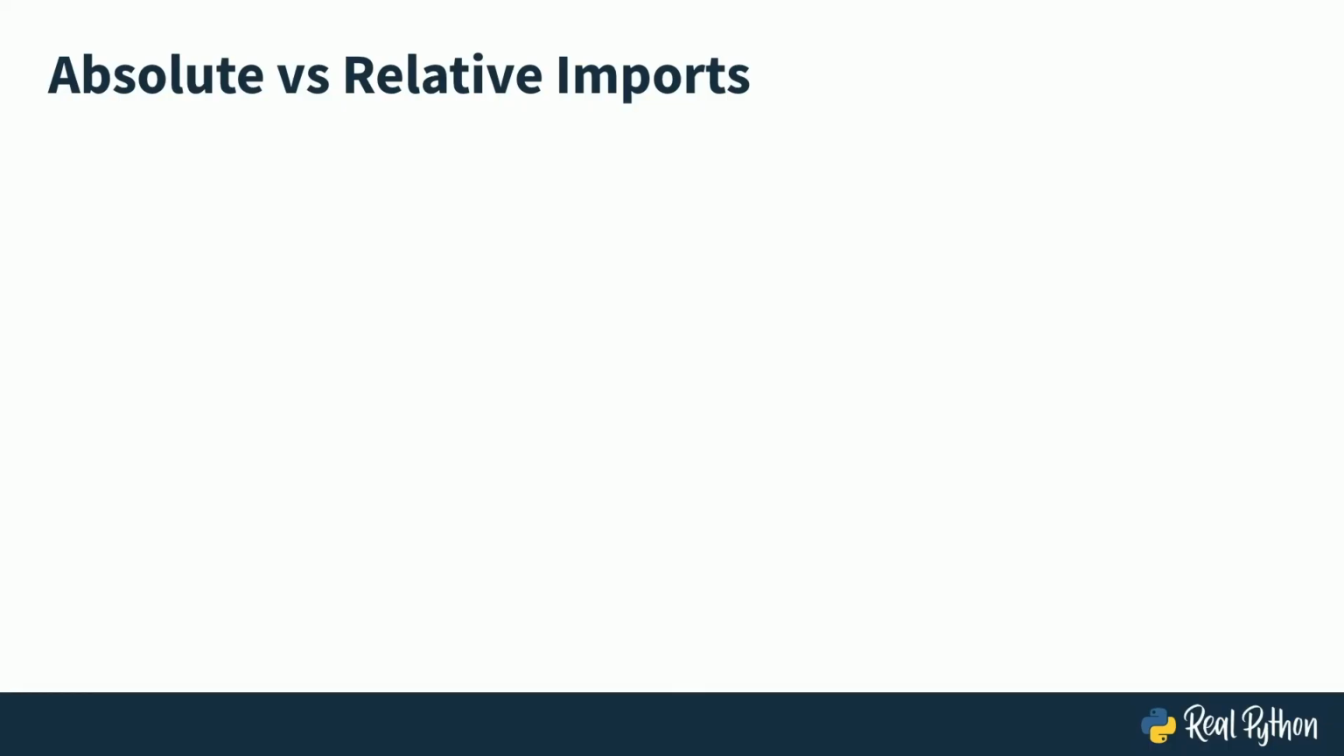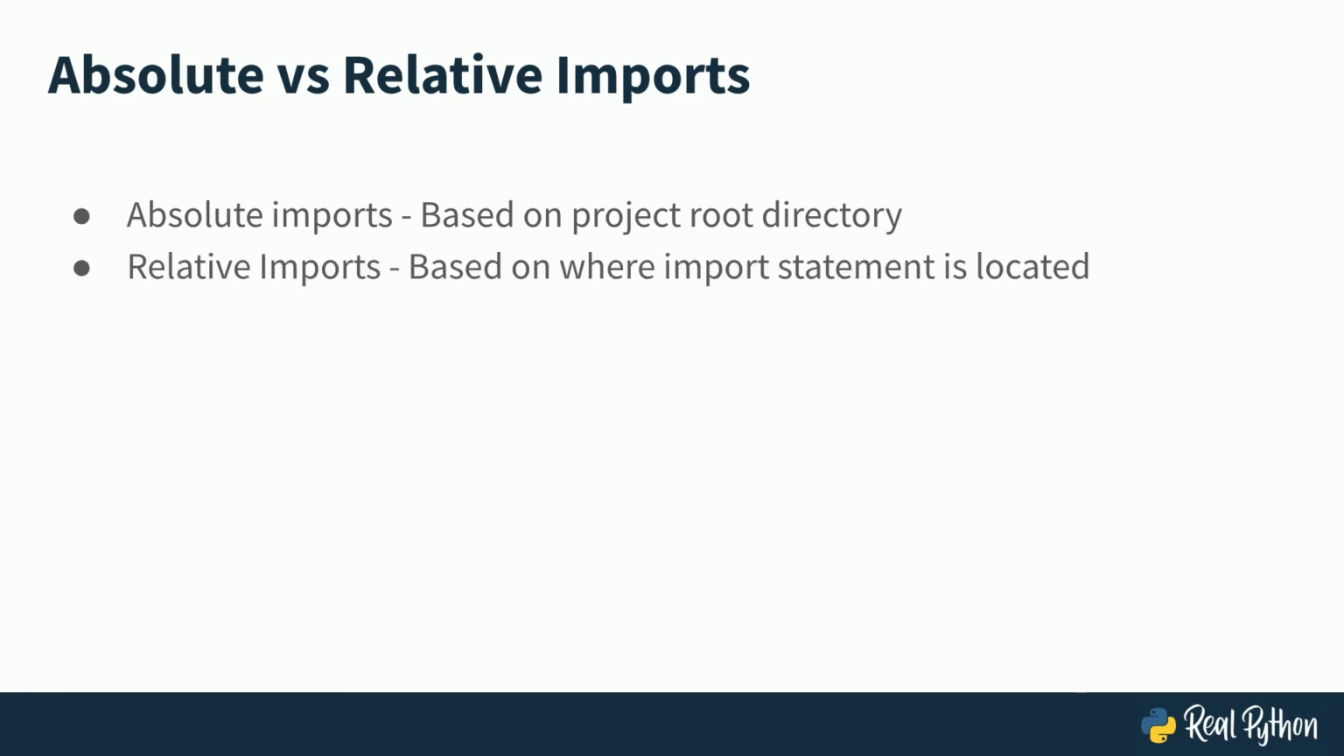So now you know the difference between absolute and relative imports. In this video, we're going to quickly recap on the differences between the two and when you would want to use one method over the other. First, an absolute import specifies a resource from the point of view of the project root directory, while a relative import is based on where the import statement is located.